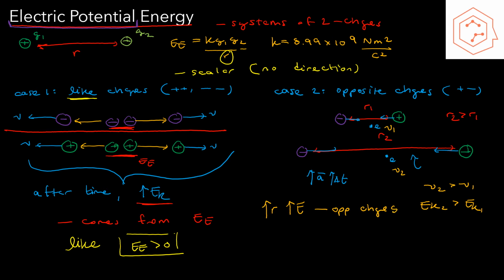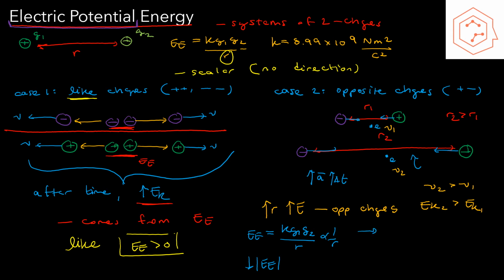But if we look at our equation, it's proportional to the reciprocal of r, or 1 over r. And so the larger the distance, the less the magnitude of potential energy. But we said that the actual amount of energy has to be greater.